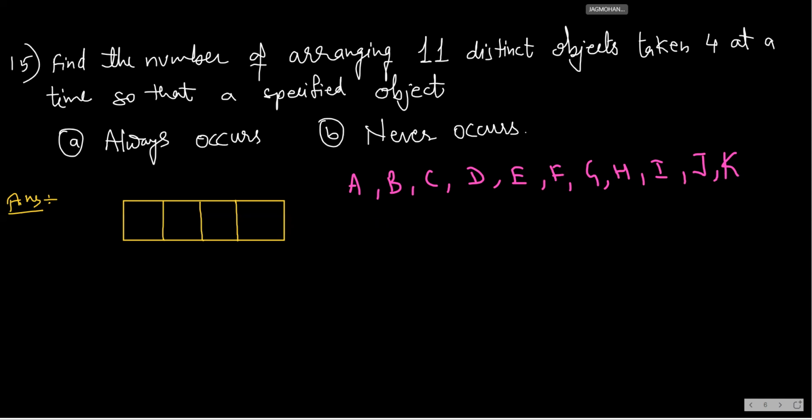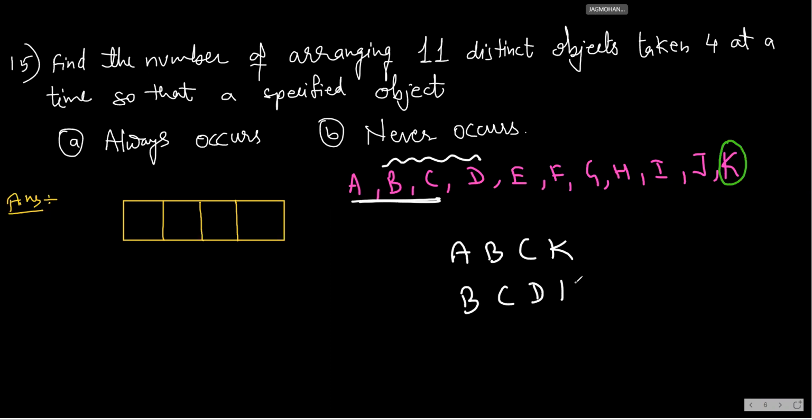So first of all let us take that object and decide, let that object be K. Means K will always occur. Suppose I go for ABC, then with ABC, K will come. If I go for BCD, then with BCD also K will definitely come. If I go for ABD, with ABD also K will come.